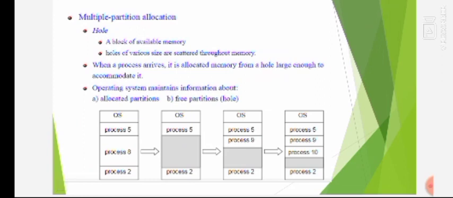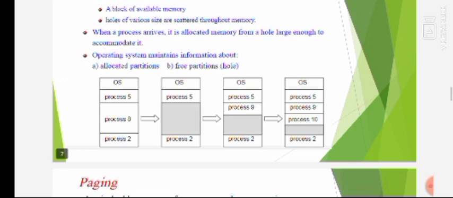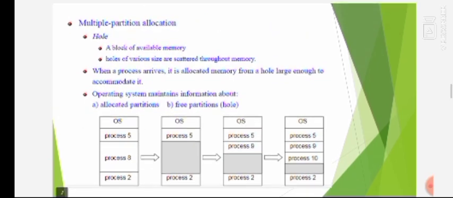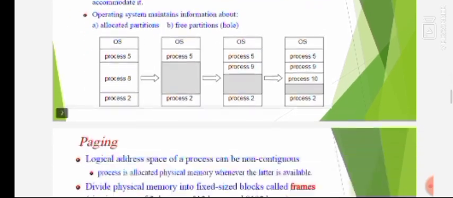Multiple partition allocation, that is, holes. A hole is a block of available memory, and holes of various sizes are scattered throughout memory. When a process arrives, it is allocated memory from a hole large enough to accommodate it. The operating system maintains information about allocated partitions and the second one is free partitions. So this is the diagrammatic representation of multiple partition allocation.